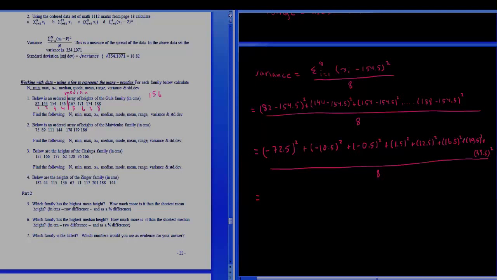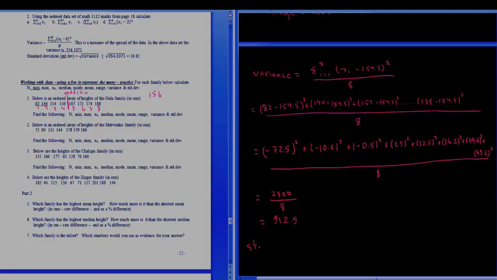When we get these numbers, 72.5 squared is 5265, so these will all be positive now. So we're getting the differences. Some of them are negative, some of them are positive. We're squaring them. And we're going to end up with a total of 7,300. What a beautiful number. Divided by 8, which equals 912.5. That's the variance.